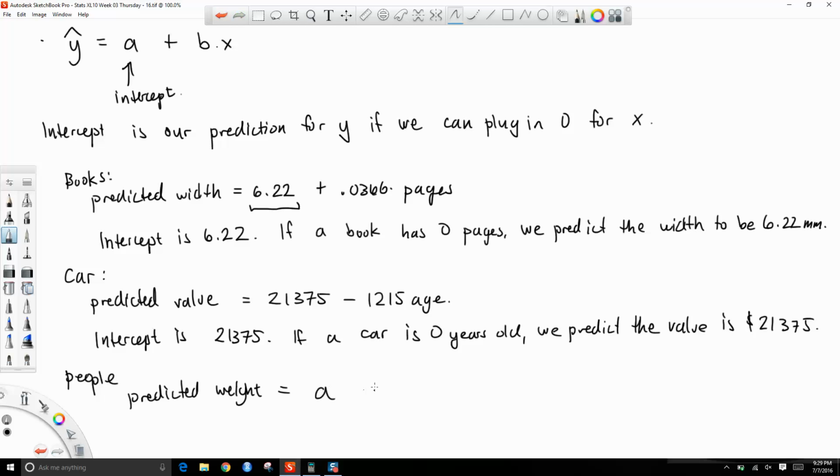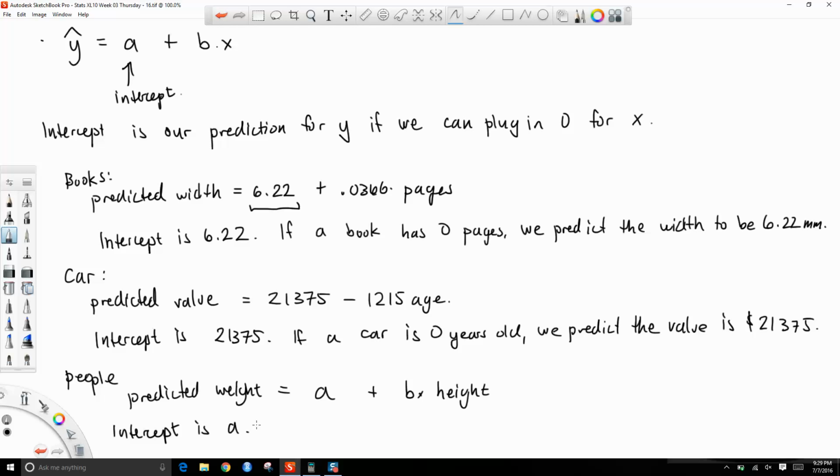Okay, I'm just going to say a plus b times height. So we're trying to predict someone's weight based on their height. You cannot have a height of 0. So the intercept is a, whatever value that is.